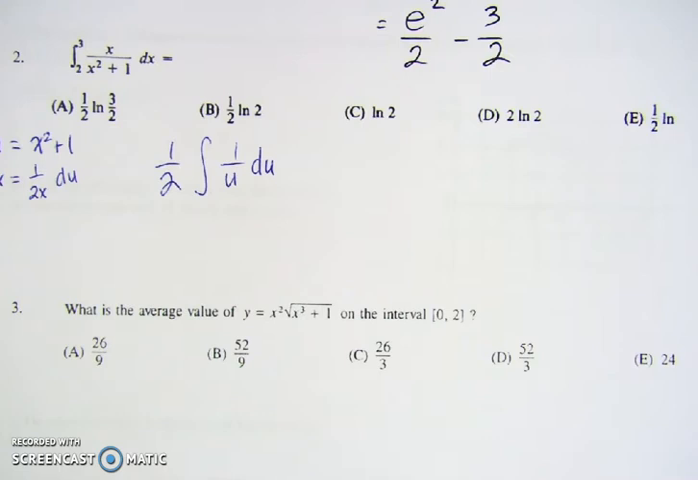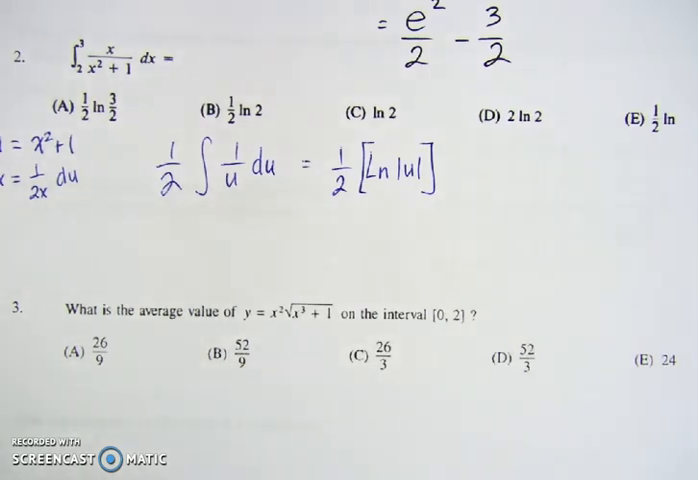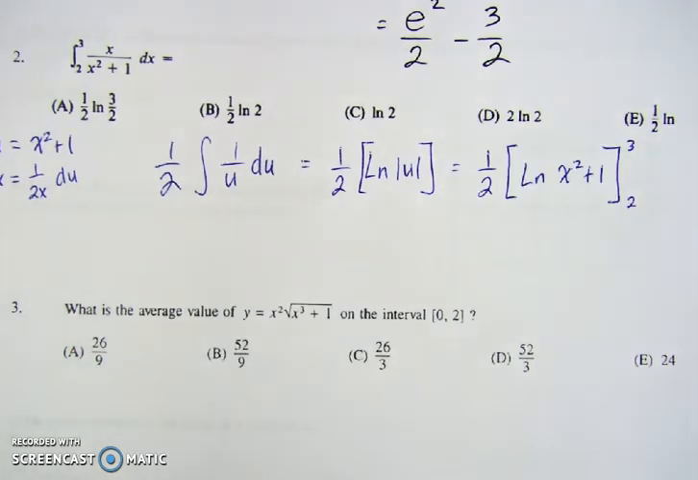Okay, so integrating 1 over u, it's too easy now. It's the natural log of u. So we have 1 half times the natural log of u, and now that I've integrated, I'm going to go ahead and change u back to x squared plus 1. And now I can go ahead and put my limits x equals 2 and x equals 3.